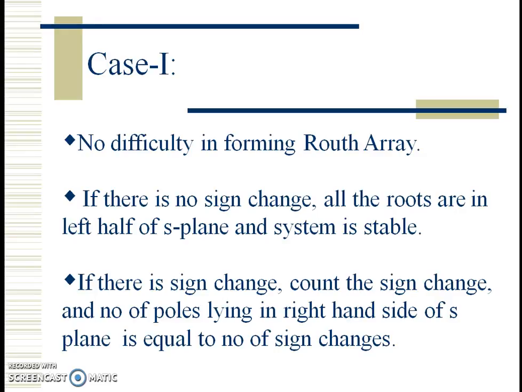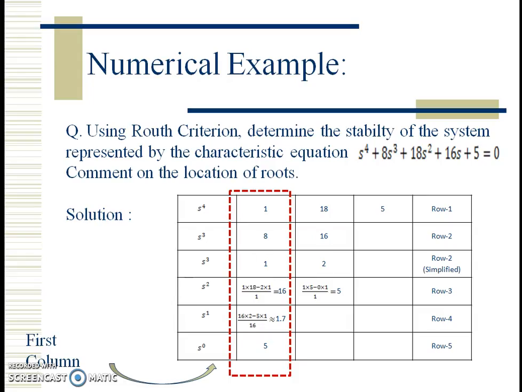When we discuss case 1, there is no difficulty while we form the Routh array, but if there is any sign change, then count the sign changes, and the number of poles lying in the right hand side of the S-plane is equal to the number of sign changes. To understand this concept in a better way, we take a numerical example where the characteristic equation is given with the highest power of s being 4, and it has been asked to comment on the location of the roots.